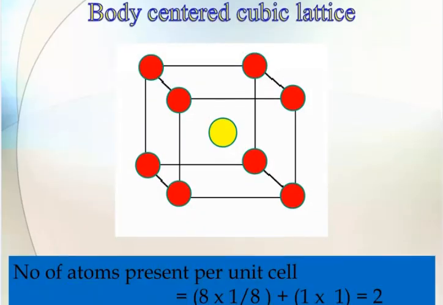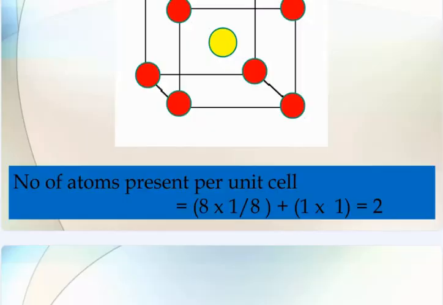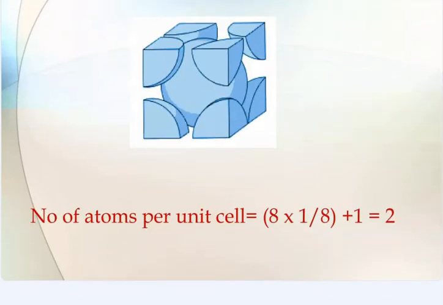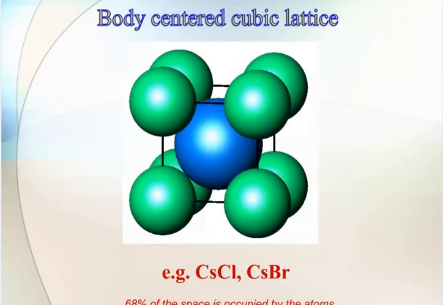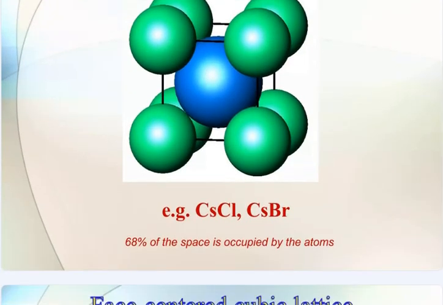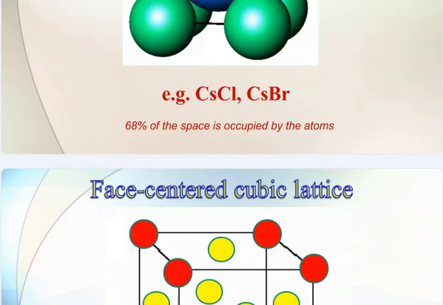Now body centered cubic lattice. You can see here 8 into 1 by 8 plus 1 into 1, equals 2. Here number of atoms per unit cell is 2. Body centered cubic lattice looks like this. Example, cesium chloride and cesium bromide. 68% of space is occupied by the atoms.